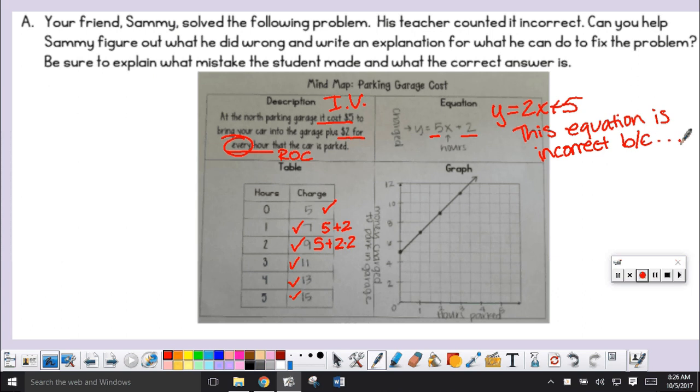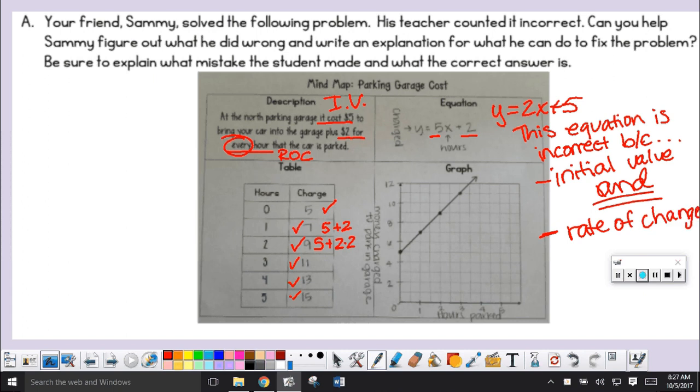The rate of change is actually 2, not 5. And the initial value is actually 5, not 2. Sammy mixed up the initial value and the rate of change. Any one of those reasons is correct, but you need to explain both. You need to explain that the initial value and the rate of change are both incorrect, and underline that in red letters. This is a 20-point problem. I want to see as much work as I can get out of you for that 20 points.